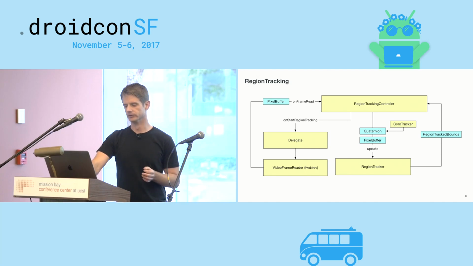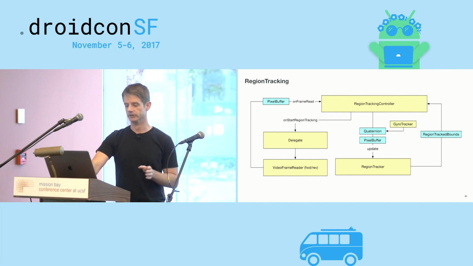Reading pixels off the surface with glReadPixels ensures that we have a consistent RGBA color format for passing the frame data to the region tracking library. The region tracking controller receives these RGBA pixel buffers in on-frame read and passes them on to the native region tracking library with quaternions from the gyro tracker if available.